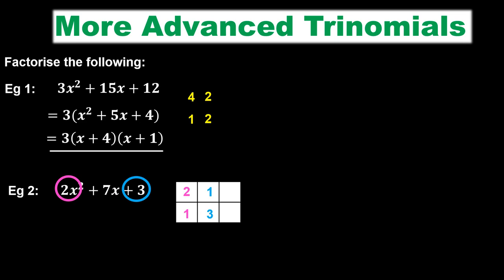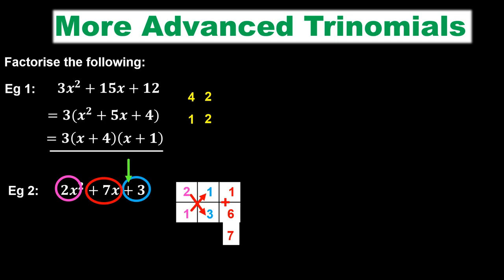Now you're going to place them in a small table. And the method that we have to do is we now have to cross multiply. So 2 times 3 is 6, and 1 times 1 is 1. And because the sign is positive, I want to see, can I add my numbers to end up with positive 7? And 1 plus 6 is 7. So I'm lucky I've chosen the right combination of numbers.